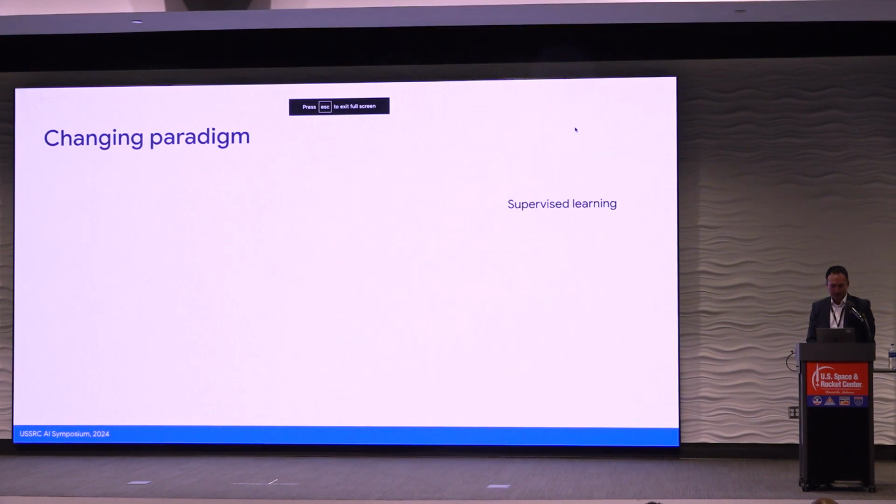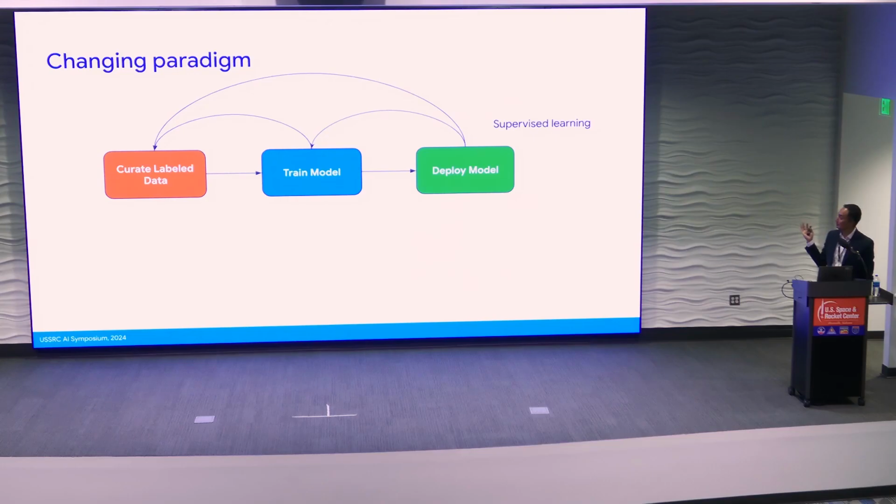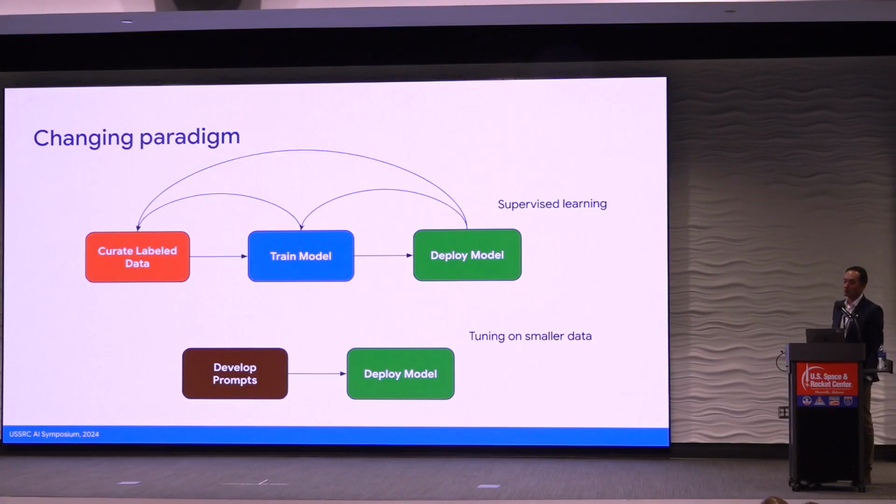All right, so earlier I talked about this, right? Supervised learning. This is how we've been doing AI for science for the last decade and a half. What has changed now is this tuning on smaller data set. Basically develop prompts and deploy. Those are the examples I showed. And you iterate over time, just like you would do there.